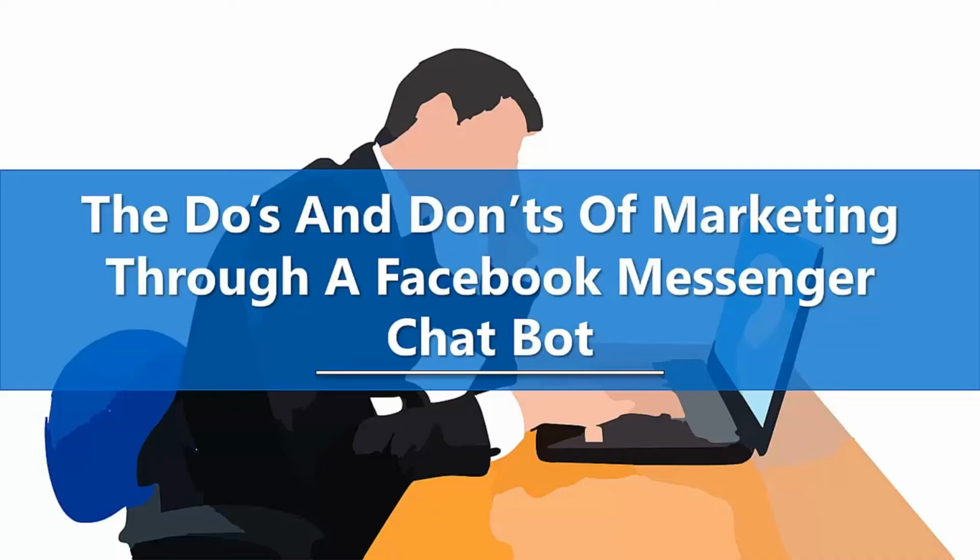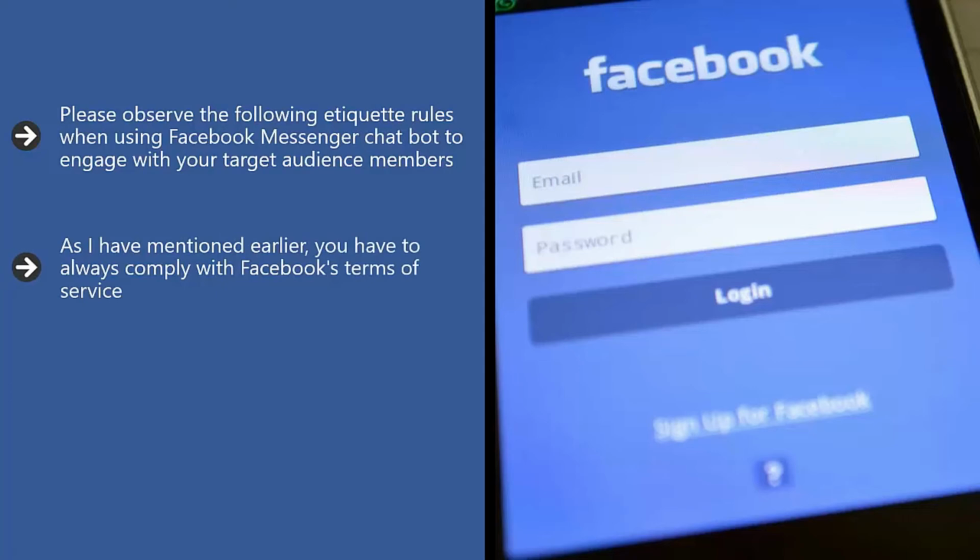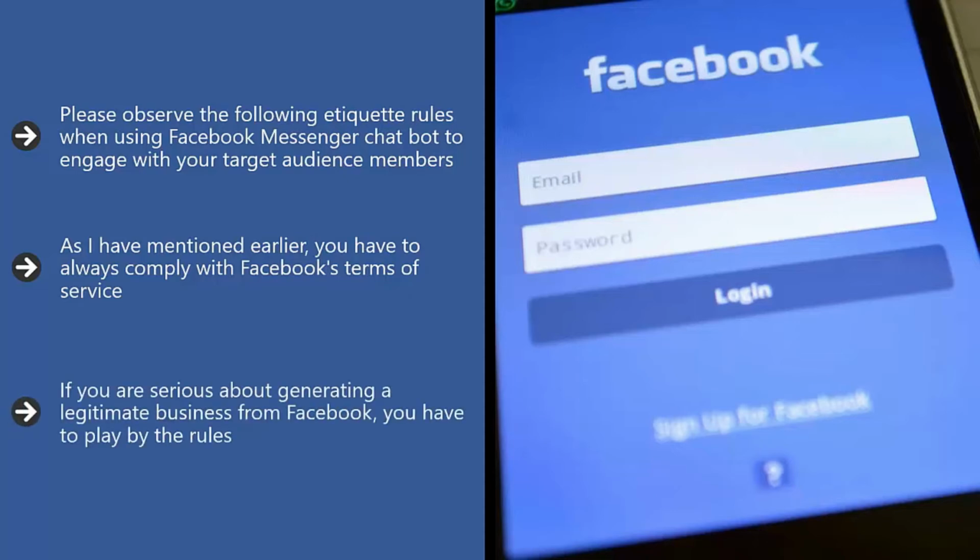The do's and don'ts of marketing through a Facebook Messenger chatbot. Please observe the following etiquette rules when using Facebook Messenger chatbot to engage with your target audience members. As I have mentioned earlier, you have to always comply with Facebook's terms of service. If you play the game fast and loose, don't be surprised when Facebook blocks you or flat out bans you. That's bad news, and sadly, it happens all the time. If you are serious about generating a legitimate business from Facebook, you have to play by the rules. All these etiquette rules flow from Facebook's terms of service.